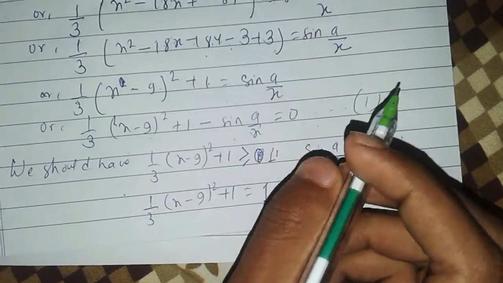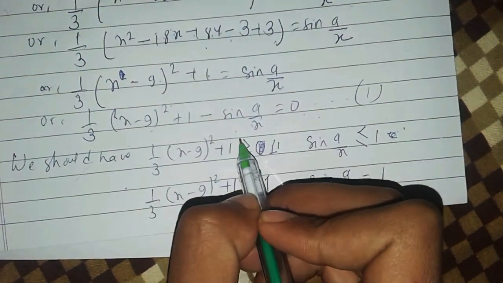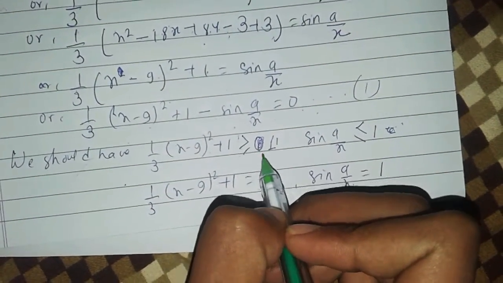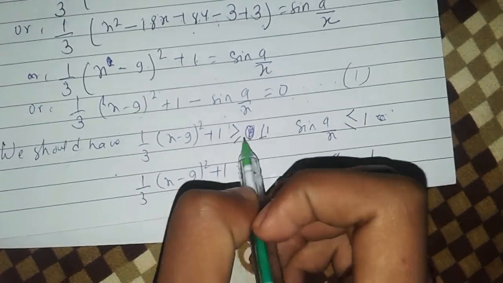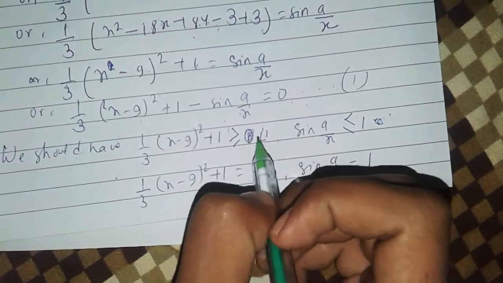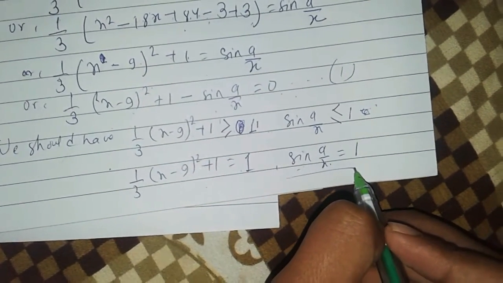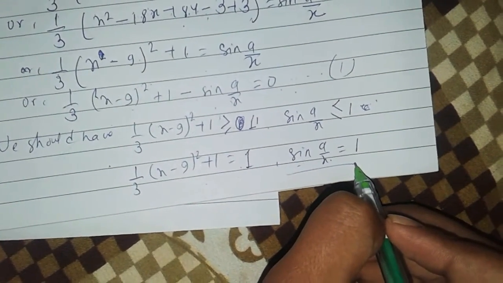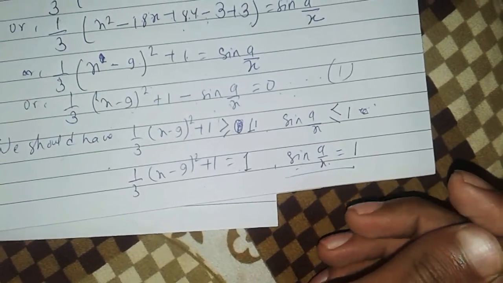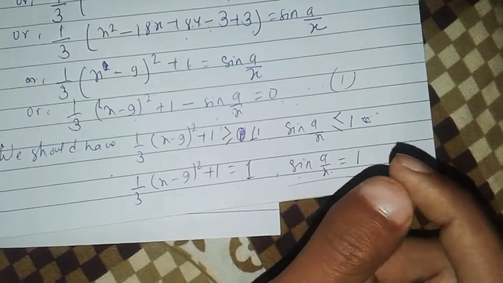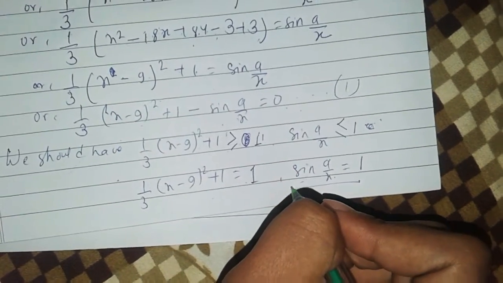Now why should we write only 1? Why can't we write 2? Here we have one expression greater than or equal to 1 and the other less than or equal to 1, and the value satisfying this equation must be 1. From that, we get the value of sin a by x equal to 1. Therefore, when x equals 9, that will be the solution. It holds true for the equation, and the equation will have a solution. So here's the answer: sin a by x is equal to 1.